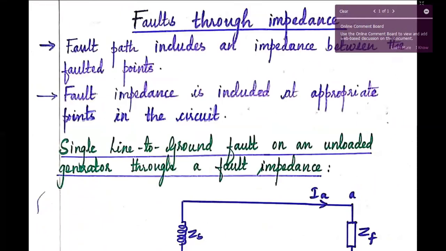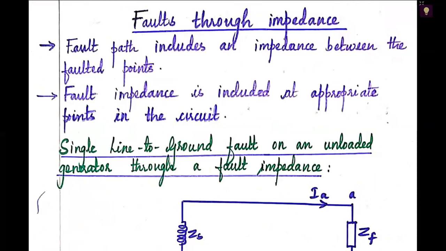Good morning, students. In today's class, we will discuss fault analysis where the faults occur through an impedance. Whether it is a line to ground fault, LL fault, or double line to ground fault, the direct short circuit will not occur. The two faulted points will be connected through a fault impedance. So the fault path includes an impedance between the faulted points.